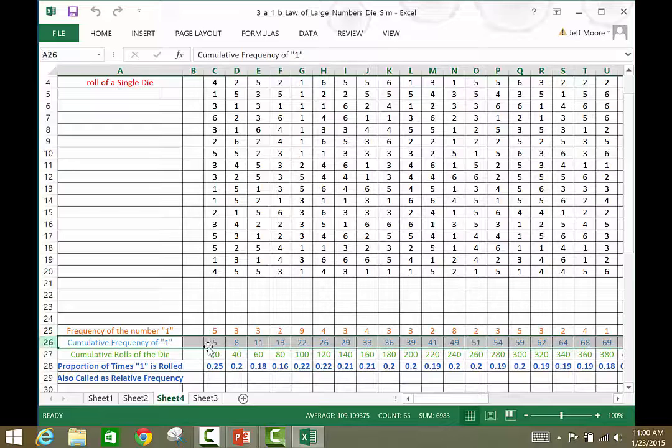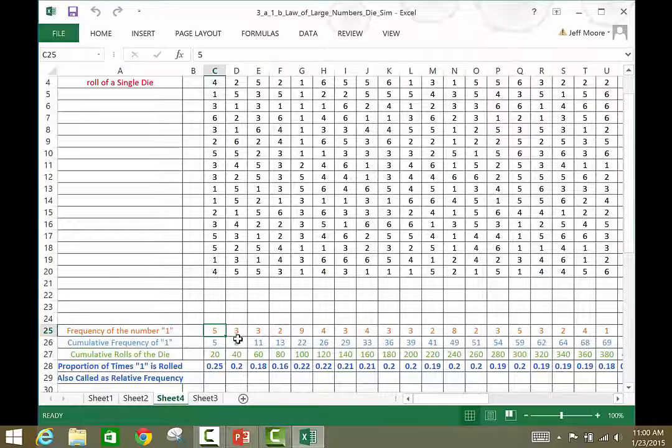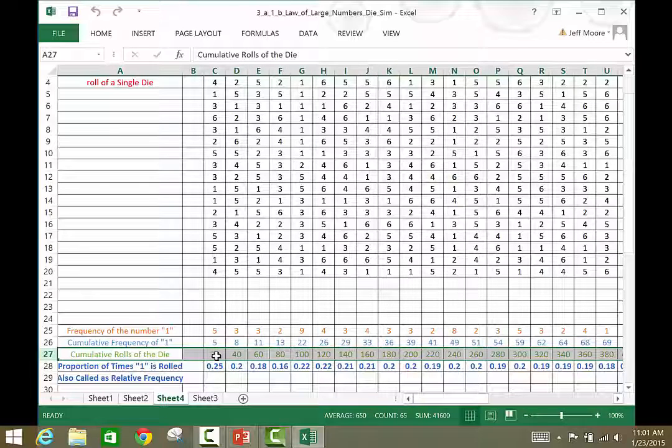In the next row, we have the cumulative frequency. So in other words, in the first 20 throws, 1 appeared 5 times. In the next 20 throws, it appeared 3 times for a total of 8. And in the next 20 throws, it appeared another 3 times for a total of 11. And on out. Then the next row gives us the total number of rolls as we continue through the process, going from column to column.